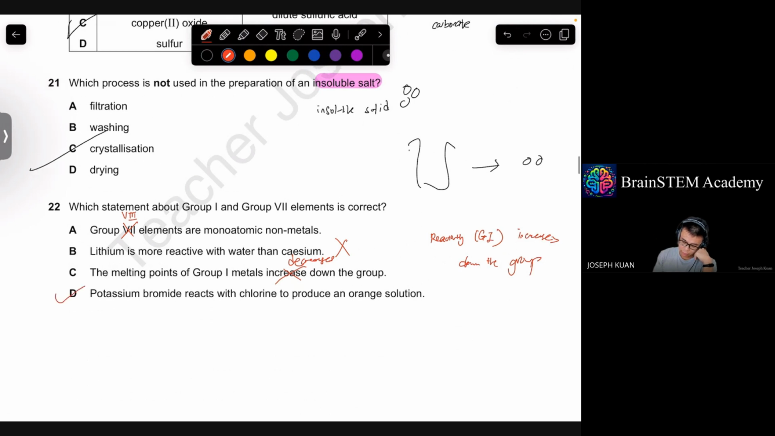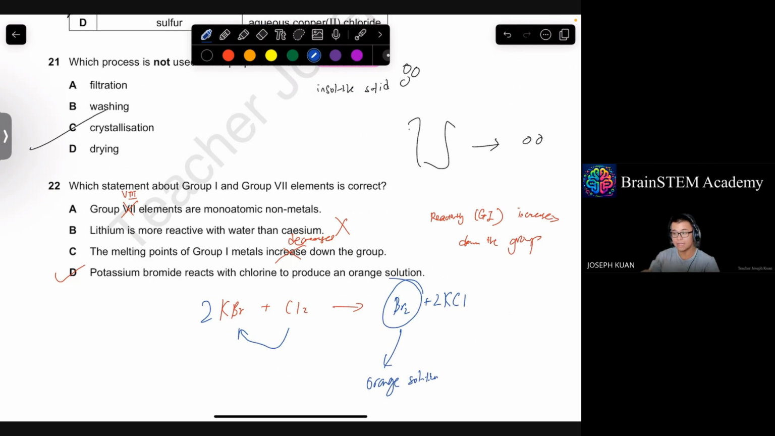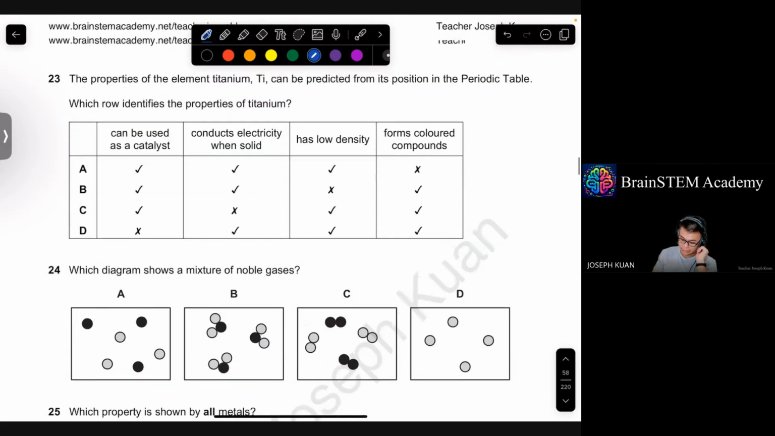Let's just check this answer real quick. Potassium bromide reacts with chlorine. Chlorine is more reactive, so it displaces bromide out of the solution, and then bromine will come out. That pretty much leads to an orange solution. The answer is D. Move on to question 23.